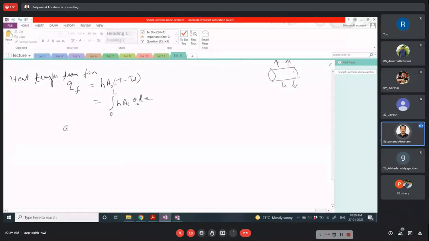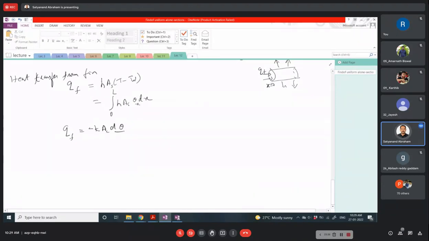But a simple method is that whatever heat is going to be transferred by convection is the heat that is given to the fin at x is equal to 0. Whatever heat is transferred to the fin at x is equal to 0 is the heat that is transmitted to the ambient. Whatever we said over here is true, but that heat actually comes from the base.